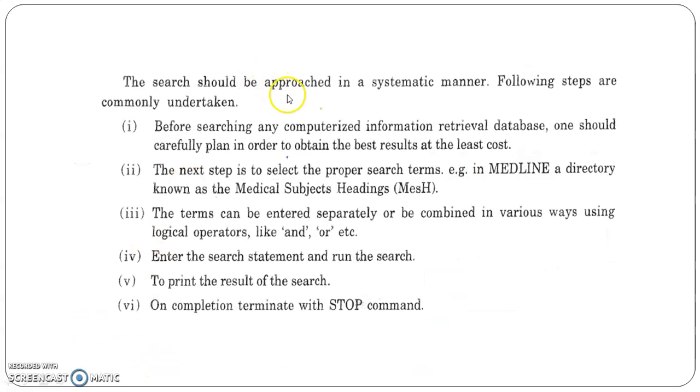The search should be approached in a systematic manner. The following steps are commonly undertaken. Before searching any computerized information retrieval database, one should carefully plan in order to obtain the best result at the least cost. The next step is to select the proper search terms, for example in Medline, a directory known as Medical Subject Headings. The terms can be entered separately or be combined in various ways by using logical operators like AND, OR, etc. Enter the search statement and run the search to print the result of the search. On completion, terminate with the stop command.